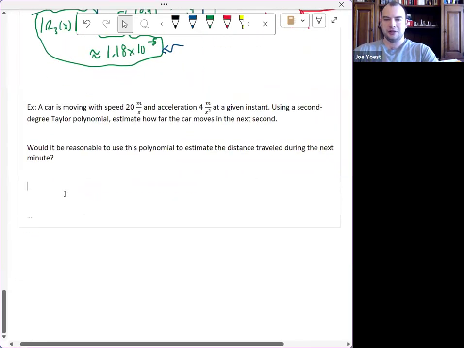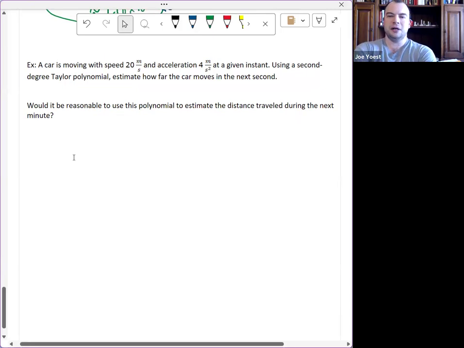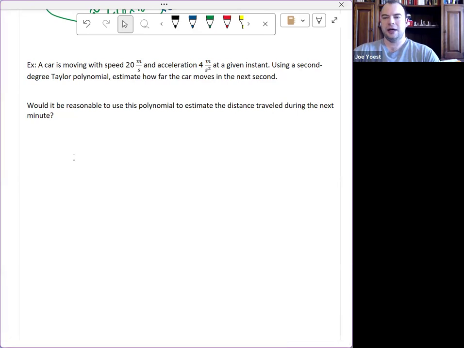Okay, and then let's look at one last example. So we'll take a look at this example. A car is moving with speed 20 meters per second and accelerating at 4 meters per second squared at a given instant. Use a second-degree Taylor polynomial to estimate how far the car moves in the next second. And then kind of a follow-up question, would it be reasonable to use this polynomial to estimate the distance traveled during the next minute or 60 seconds?